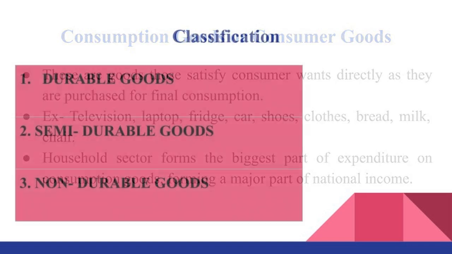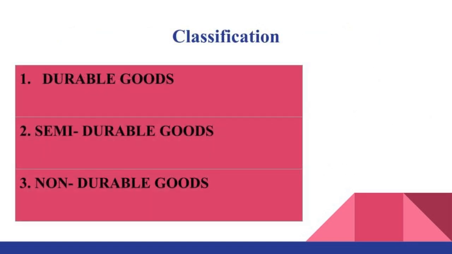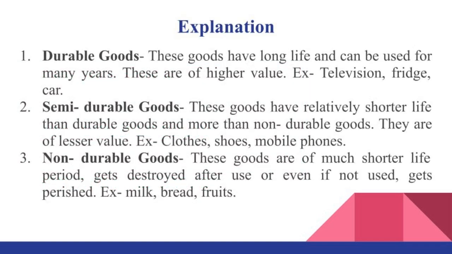These consumer goods are again classified into durable, semi-durable, and non-durable goods on the basis of the time period of their usage and the frequency of their purchase. First is durable goods. These goods have long life and can be used for many years. These are of higher value, such as television, fridge, car.